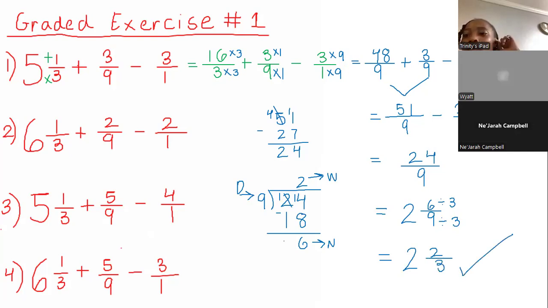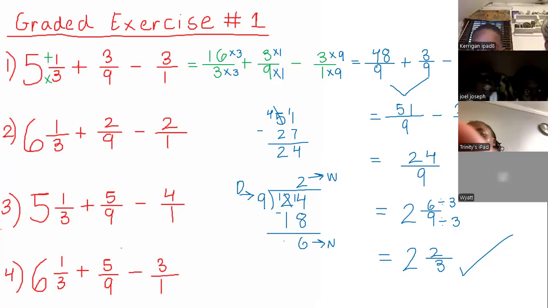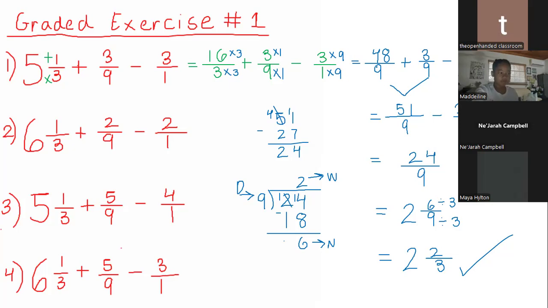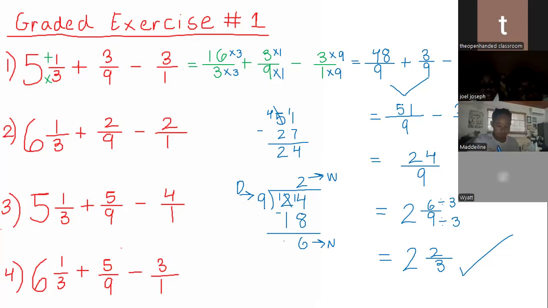I got 2 and 2 over 3. Did anyone else get that? Let me know, please. Anyone else besides Maya and Trinity? Madeline, did you get it? You stopped at 2 and 6 over 9? Okay. Did anyone else get 2 and 2 over 3? All right, it's good. So let's move on to the next one.